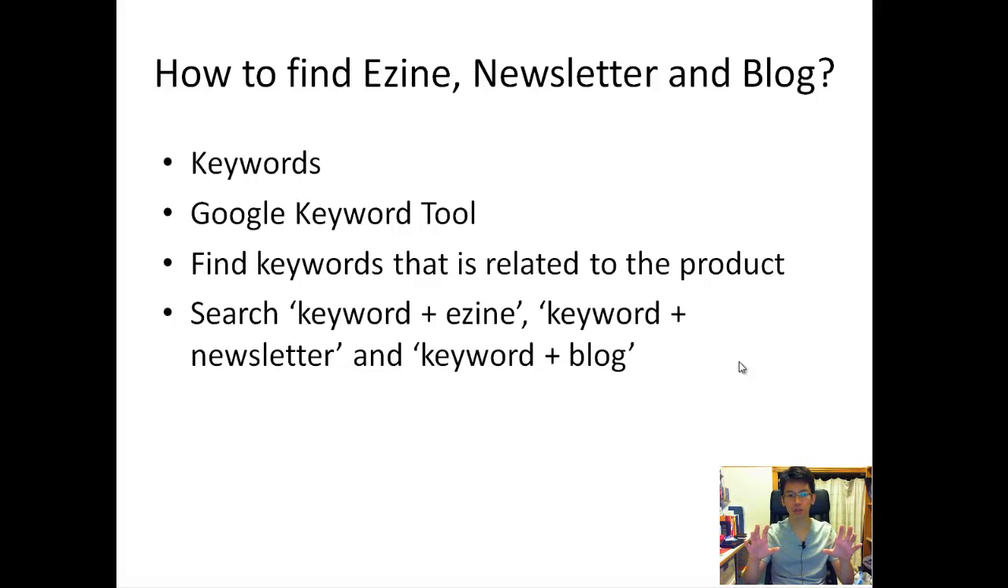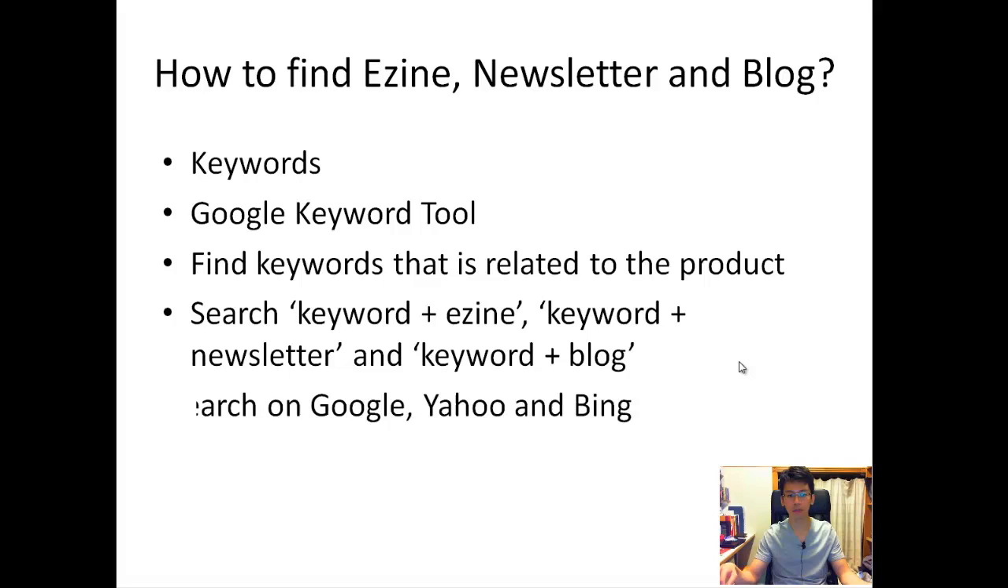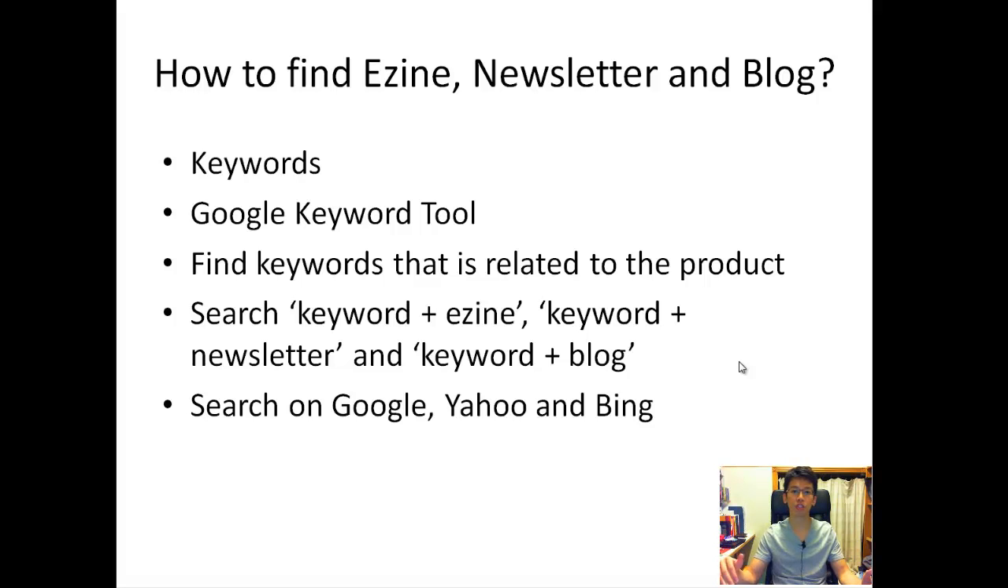Then we'll use these keywords to search on search engines, like keyword plus e-zine, keyword plus newsletter or keyword plus blog, so that we could find the relevant e-zines that we want. Okay, and that's really easy. And we would like to search on different search engines like Google, Yahoo, and Bing, because different search engines have different rankings. So we would like to make a really comprehensive list of these e-zines and newsletters. So I would recommend you to do all the searching on these three search engines. Okay, so you will get better results.